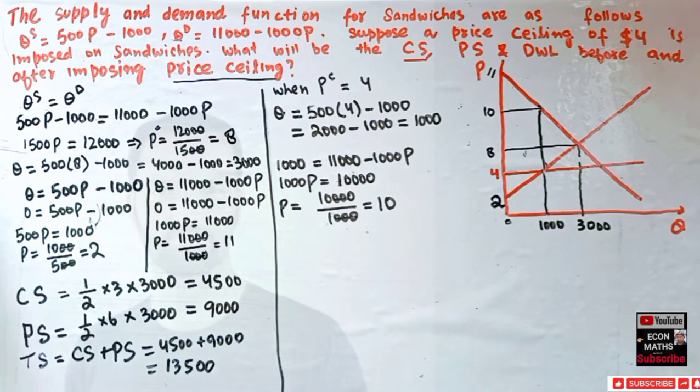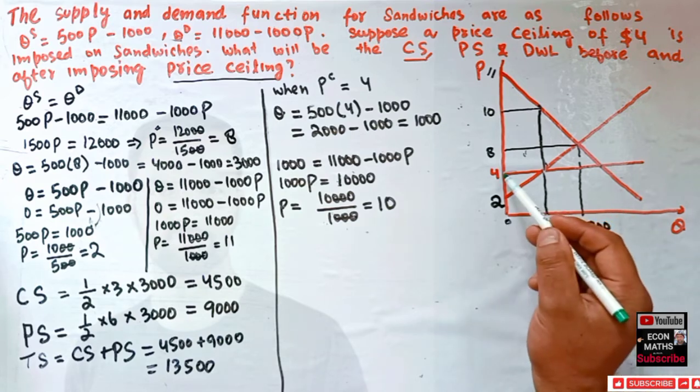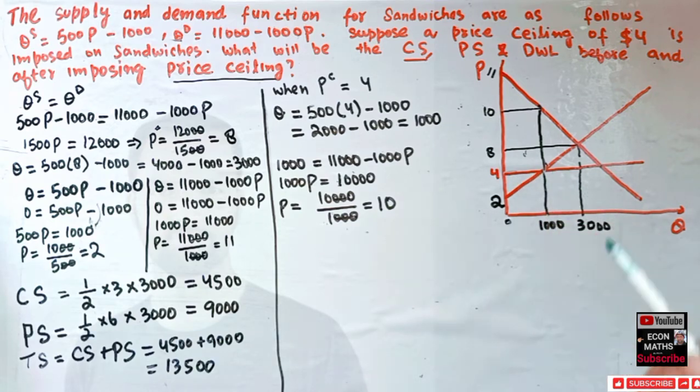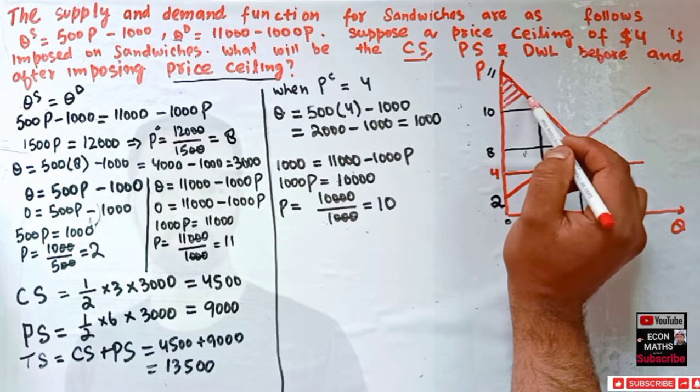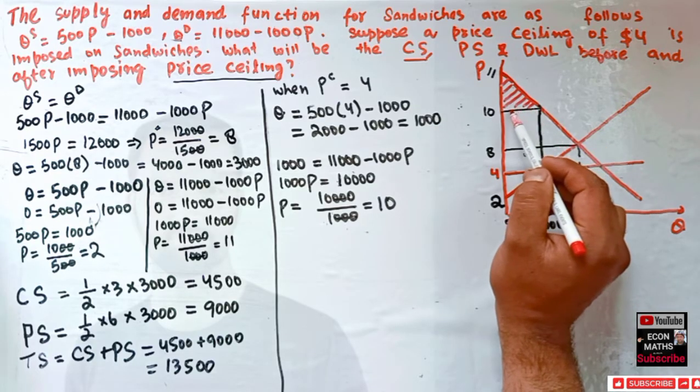Now what would be our new consumer surplus? What is the effective price ceiling here? We have an effective price ceiling of 4. And we know consumer surplus is the area which is below the demand curve and above the price. That means our consumer surplus would be this very area.